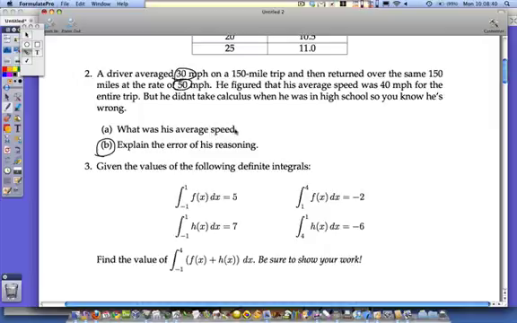So what we really need to do to find his average speed is ask: how far did he travel? He went 150 miles this way, then 150 miles that way, so he went 300 miles. How long did it take him? Well, it took him 5 hours to do the first trip, because 150 miles at 30 miles an hour is 5 hours. It took him 3 hours to come back. So it took him 8 hours total. And if you divide that out, you get 37.5 miles per hour. There's problem 2.